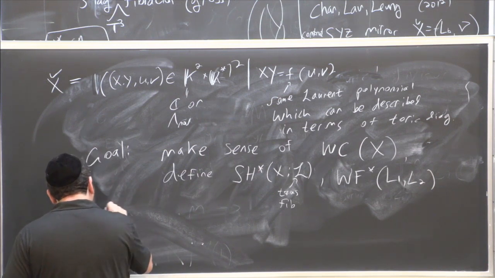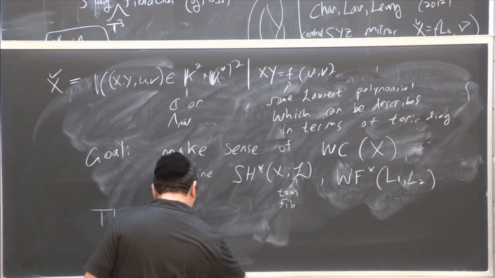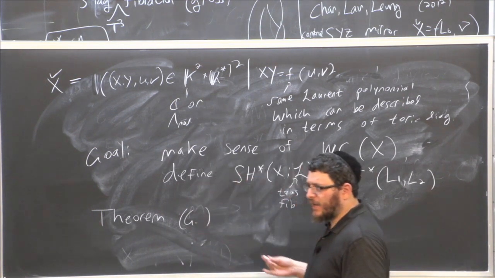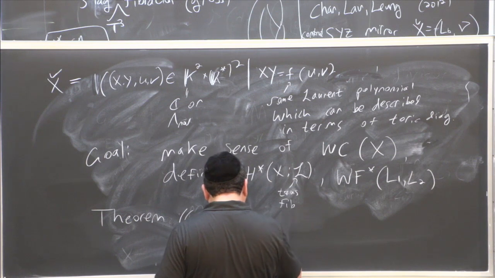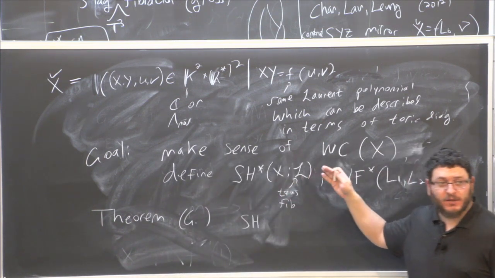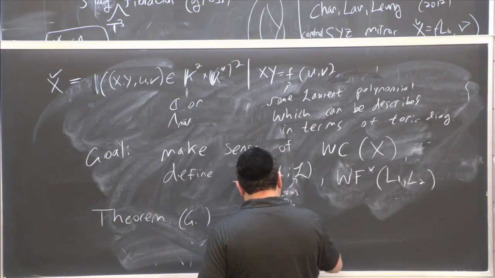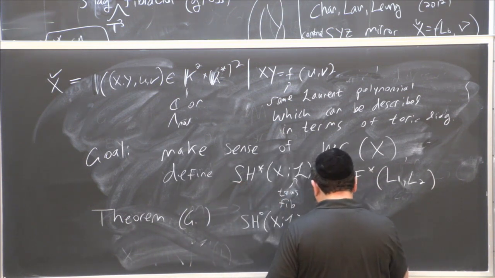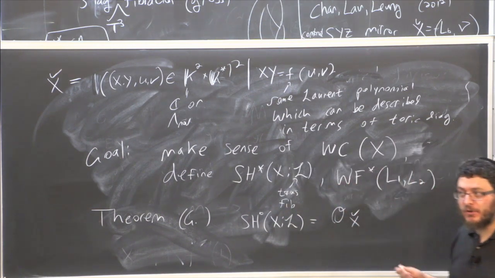So I just want to formulate two theorems, which at this point is work that is not yet published. One theorem is regarding the zeroth symplectic homology. The statement is that it's equal to basically the algebra of functions on this SYZ mirror.